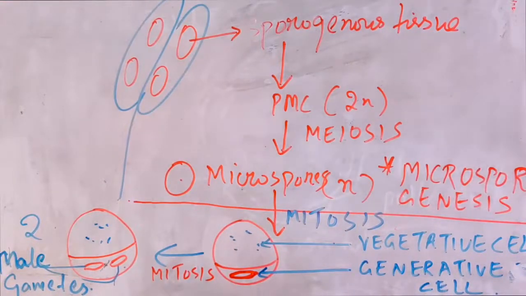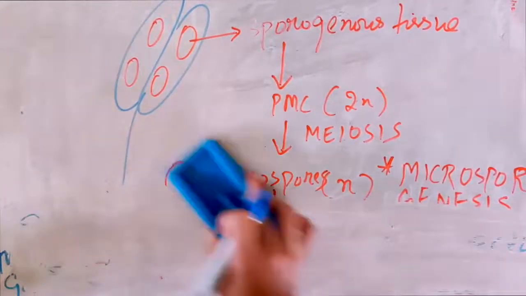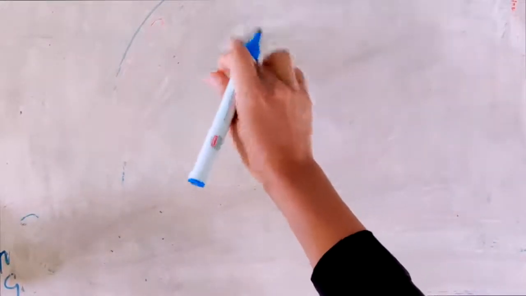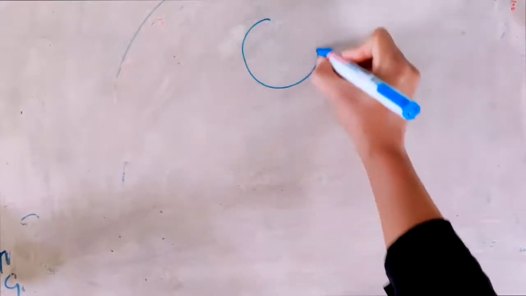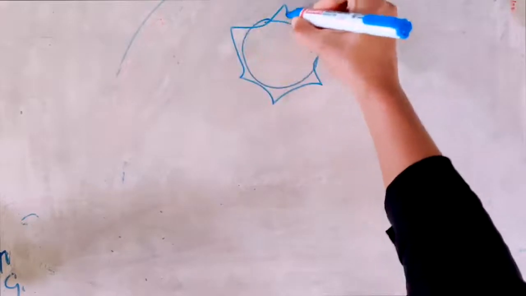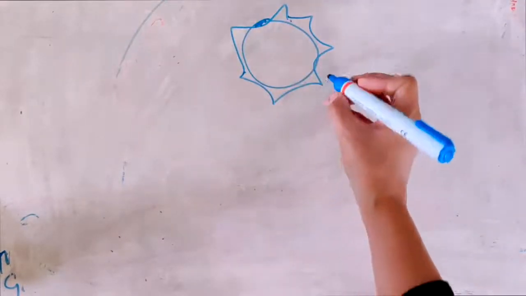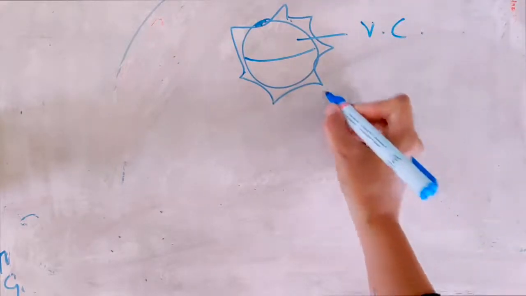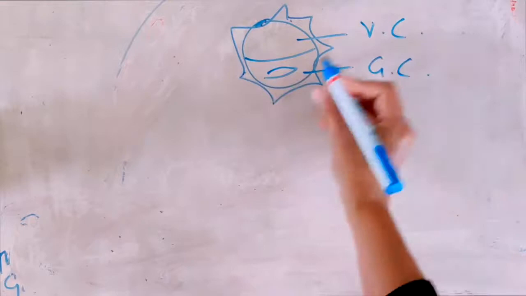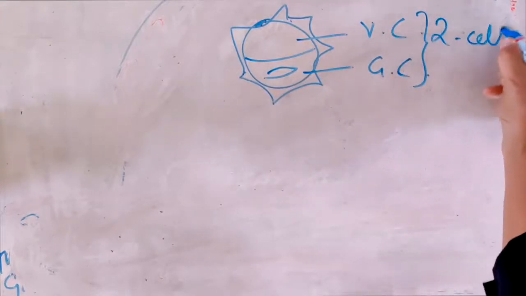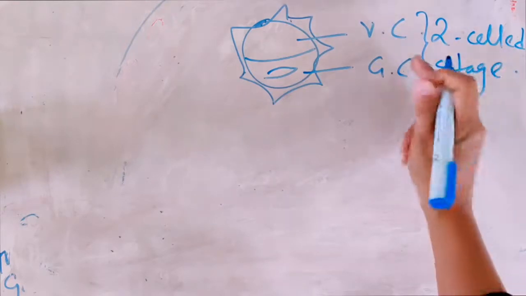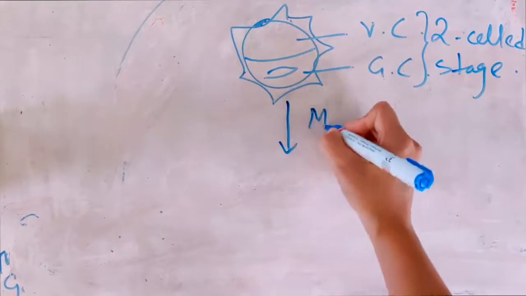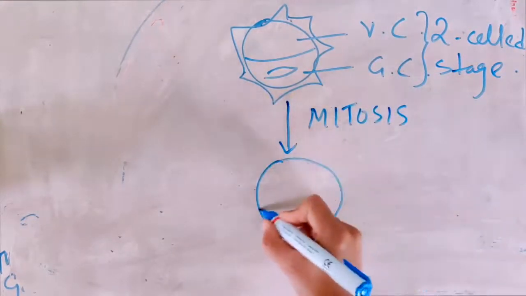Some important points to note down is that the pollen grain, in this chapter and topic, is almost the same idea: the vegetative cell and the generative cell. This is the two cell stage, 1 VC and 1 GC. Then the generative cell undergoes another mitosis and they form two male gametes, remember?